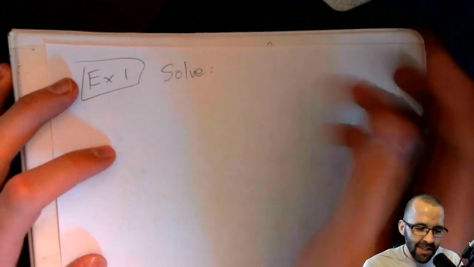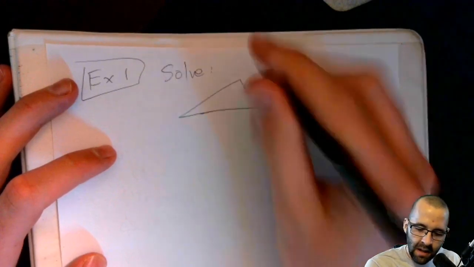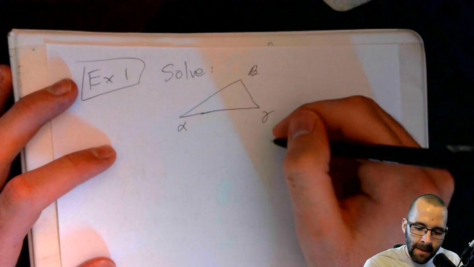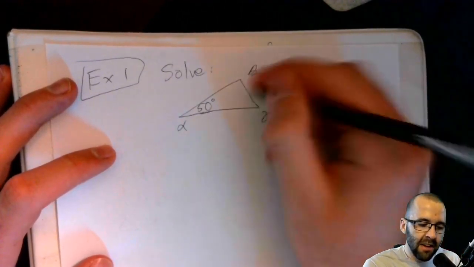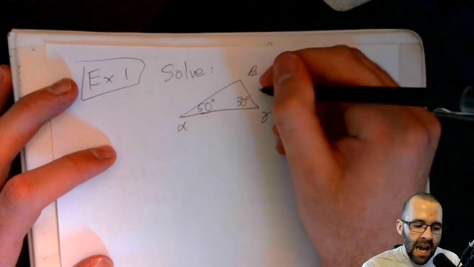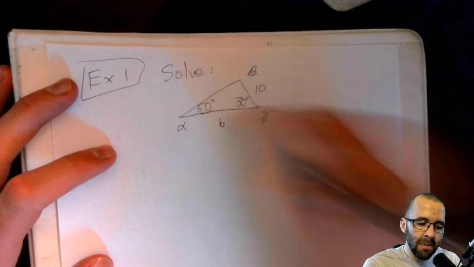So solve this triangle, where this is alpha, this is beta, this is gamma. All right, let's say alpha is 50 degrees. Triangle not drawn to scale. And gamma is 30 degrees. And then A is 10. So remember, we call this B.